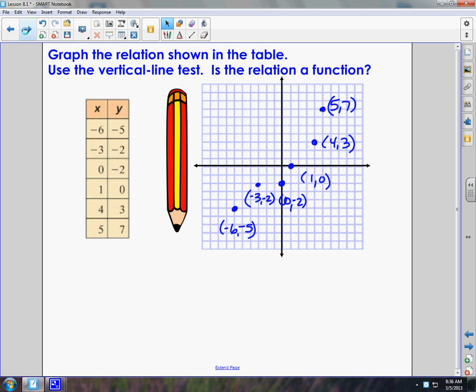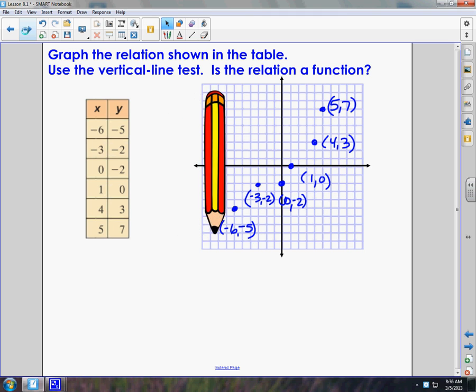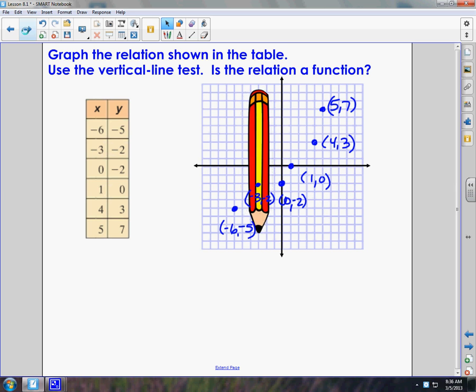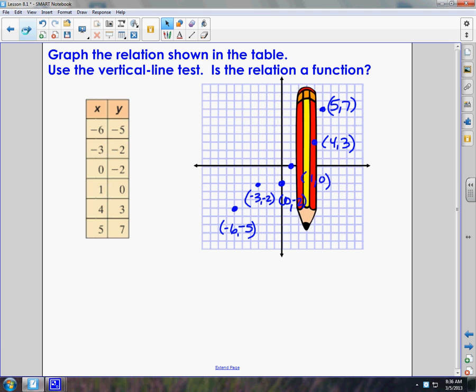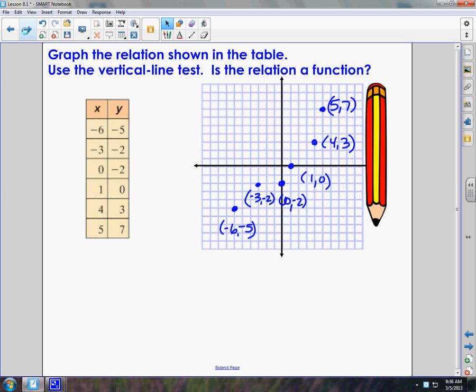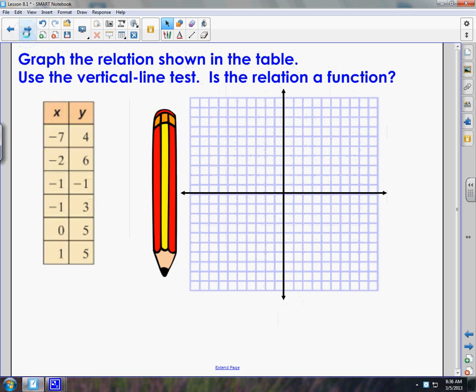Okay, so then I take my pencil and I'm going to move it across. Oh, I hit one point right there, but I only hit one. I hit another one right there. It's in the yellow. And then I hit another one in the yellow, another one, and then another one. It did not hit two at the same time. So yes, this is a function. So try this one on your paper. Sketch the graph, and then we will go over it.